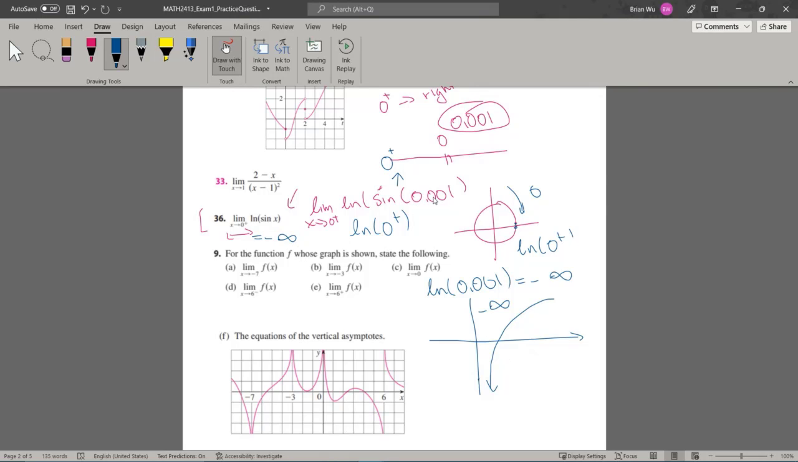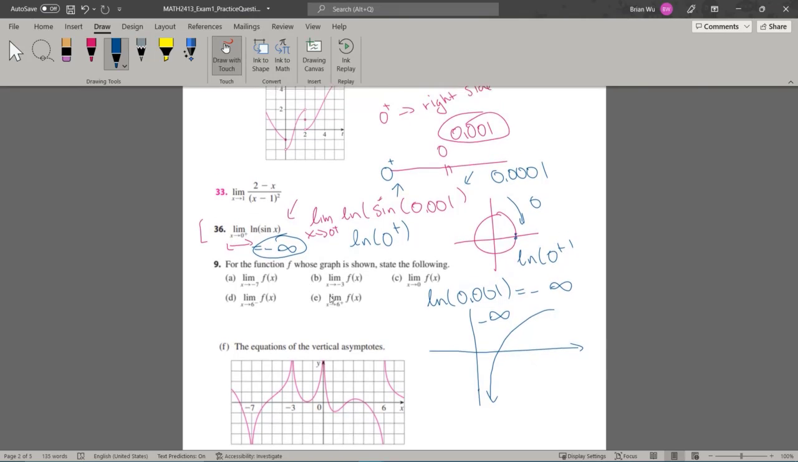But the test point works just as well. So if you plug in a test point, you use a smaller one and then see what direction it's headed. You keep getting closer to 0, and you see a pattern that it gets infinitely negatively big, then that's what we assume to be negative infinity, right? If it doesn't stop at any certain place.